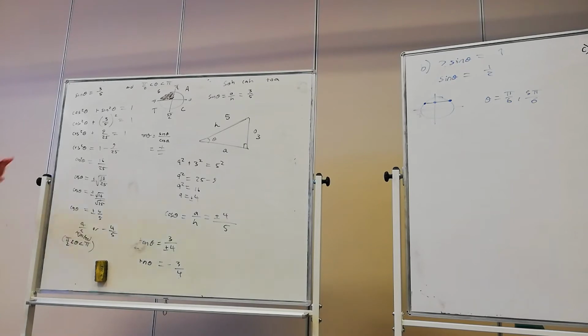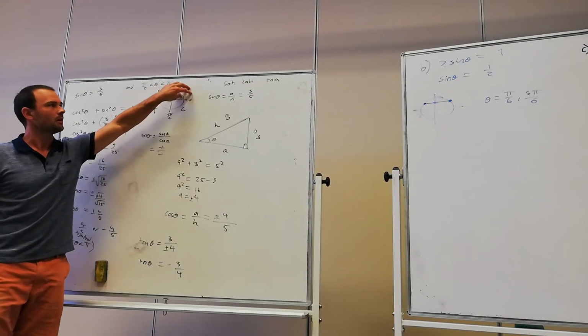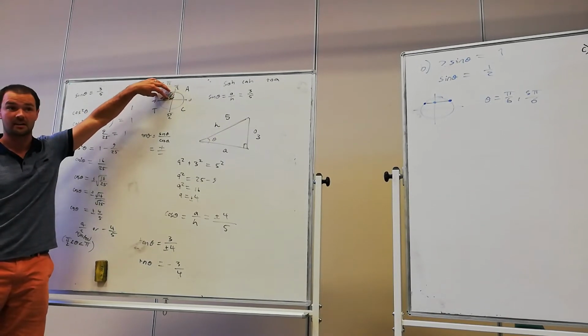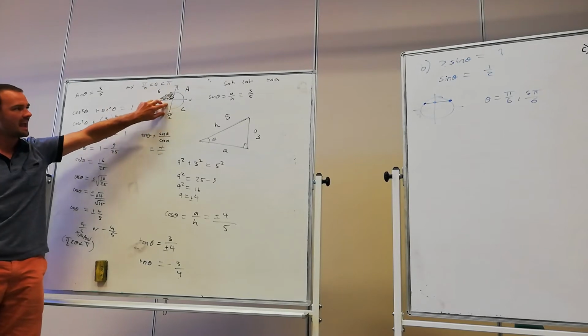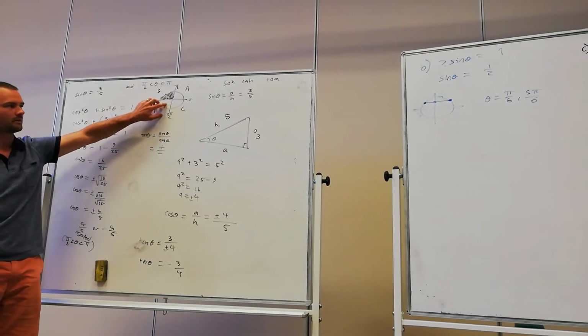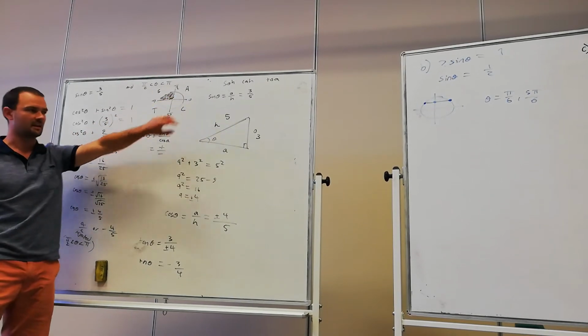And so what that means is all trig ratios are positive in this region. Only sine is positive in this region, so both cos and tan are negative. Only tan is positive in this region, T for tan, so that means sine and cos are both negative. And only cos is positive in this region, so sine and tan are both negative.